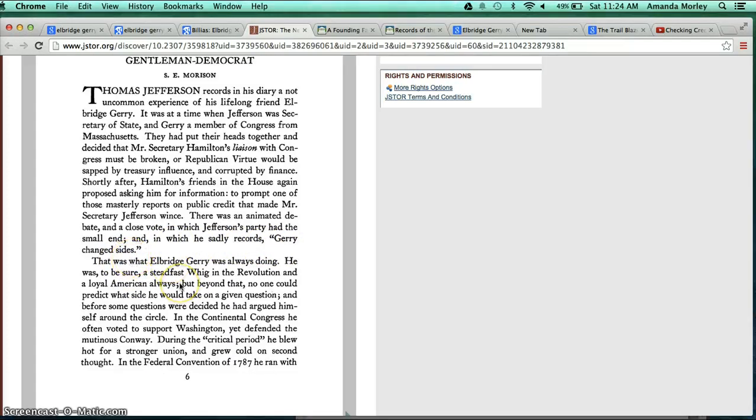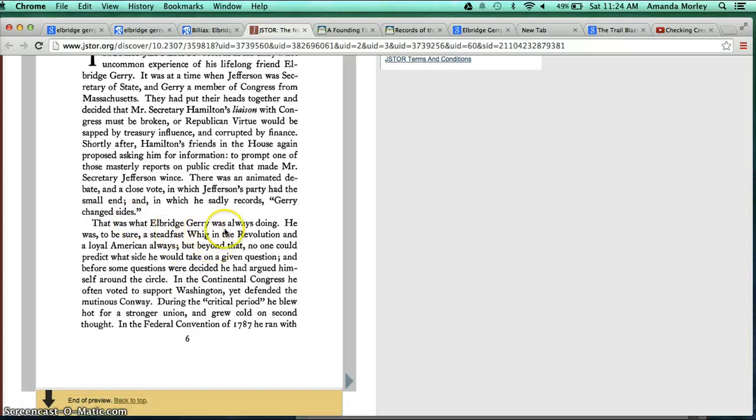Ooh, Gerry changed sides. That was what Elbridge Gerry was always doing. He was, to be sure, a steadfast Whig, and so I don't know what a Whig is, in the Revolution, and a loyal American always. But beyond that, no one could predict what side he would take on a given question. And before some questions were decided, he had argued himself around the circle. In the Continental Congress, he often voted to support Washington, yet defended the mutinous Conway. During the critical period, he blew hot for a stronger union and grew cold on second thought.